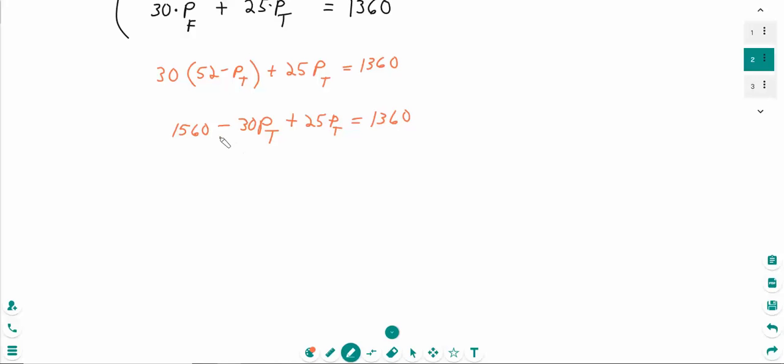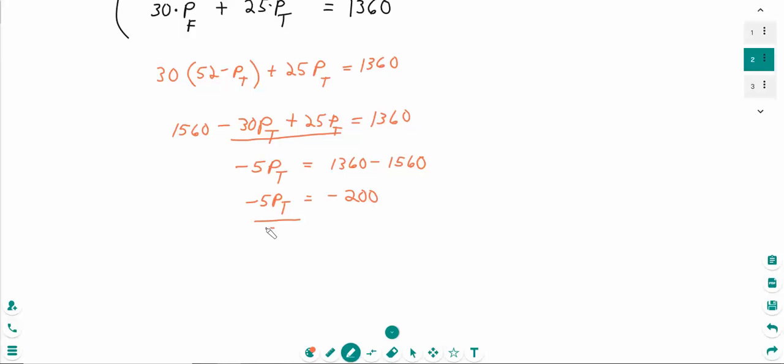And now we can work this out. We combine the negative 30 and the 25. That's going to give me a negative 5 p sub t, right? And then if I move this 1,560 over to the other side, I'm going to have 1,360 minus 1,560. Hopefully I'm not skipping too many steps here. This is all review, so I feel like we could speed it up a little bit. So 1,360 minus 1,560 is going to give us what? Negative 200, right?